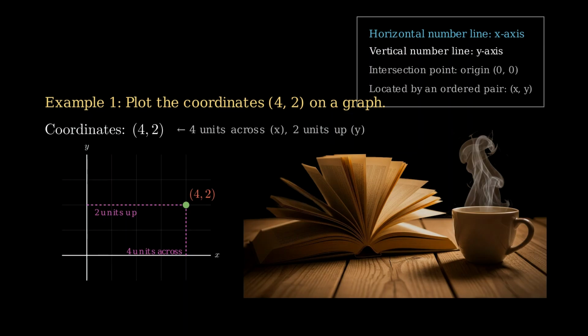Let's follow the dashed lines from the axes. Where they cross, we place our final solid point and label it as (4, 2). This beautifully defines our position on the plane.